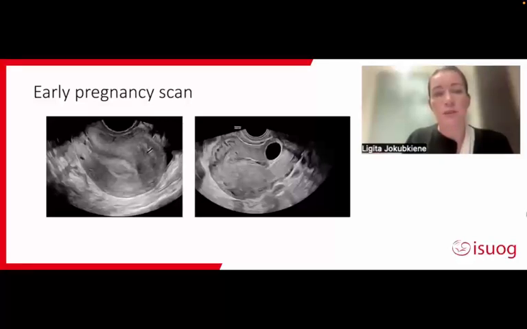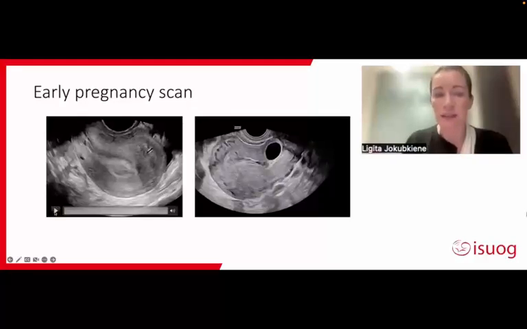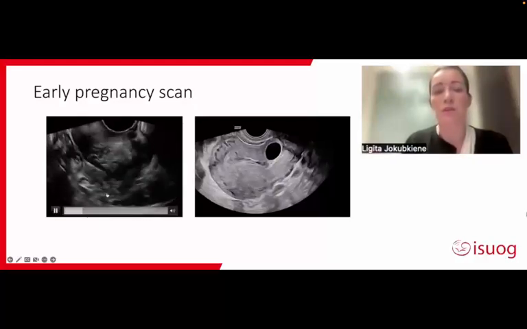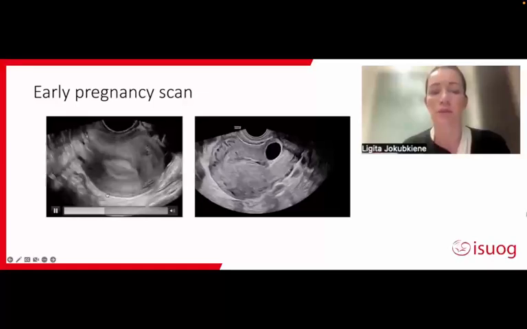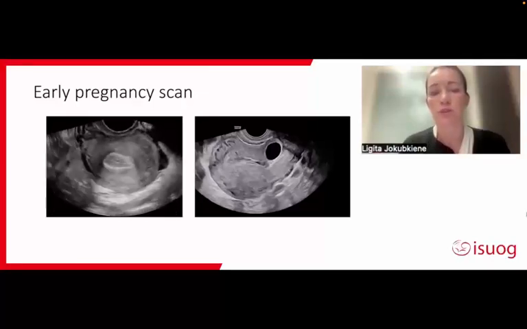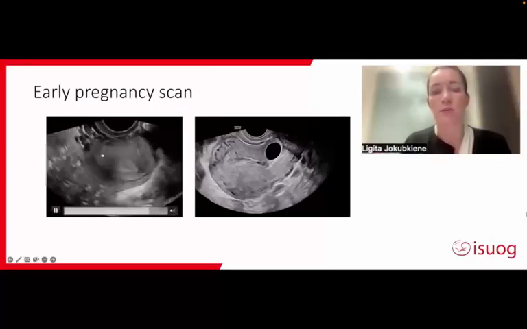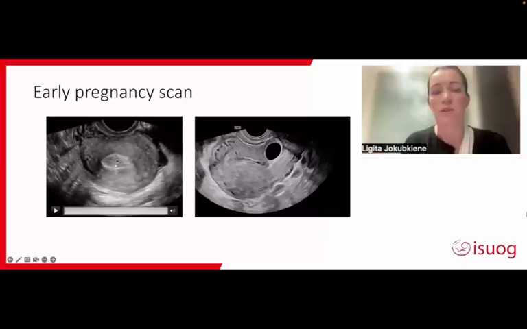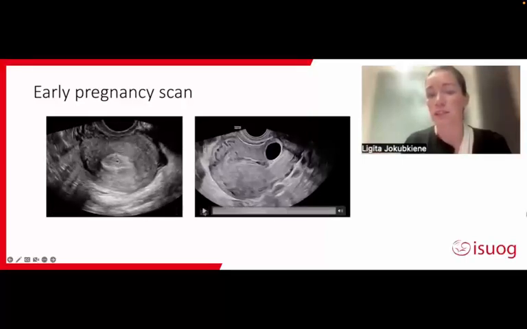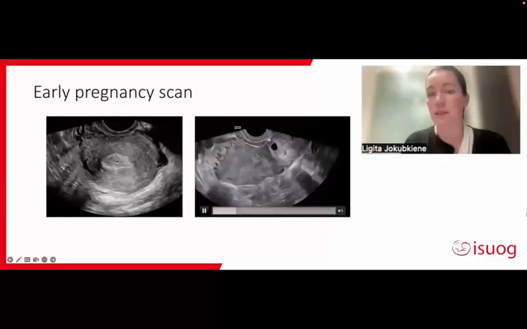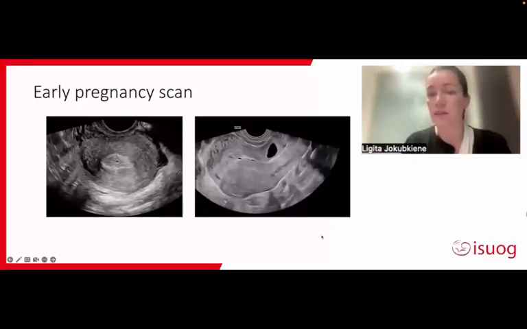Just a couple of slides to finalize my presentation. We scan patients at different gestational weeks, sometimes in very early pregnancy. Be very careful. Look for the structures, but also look for the location of the pregnancy. We can see this is a very early pregnancy, probably with a very small gestational sac inside. Here we have also an early pregnancy with a gestational sac, but we can see clearly that this pregnancy is located in the cesarean scar.